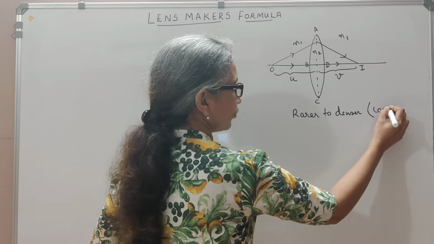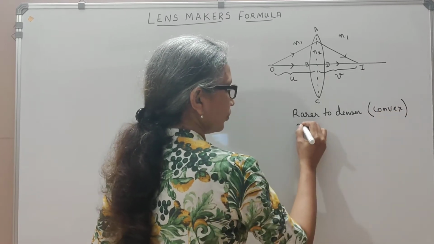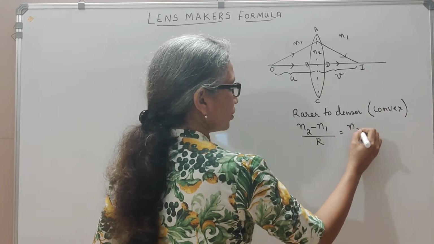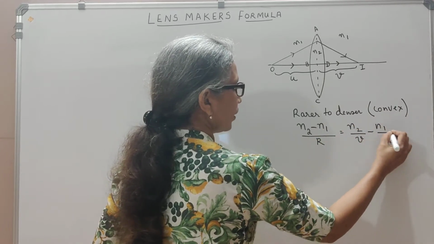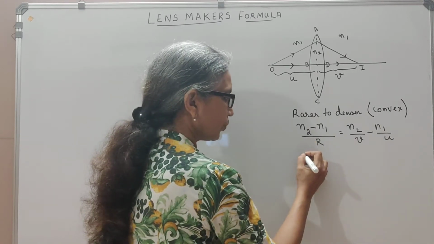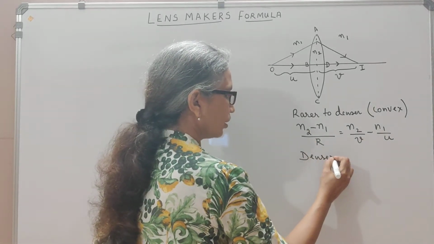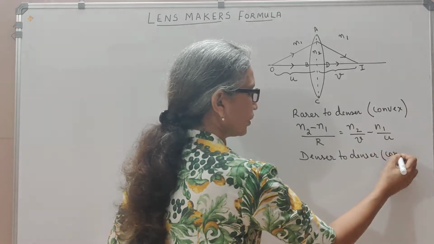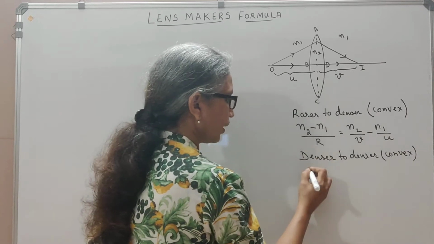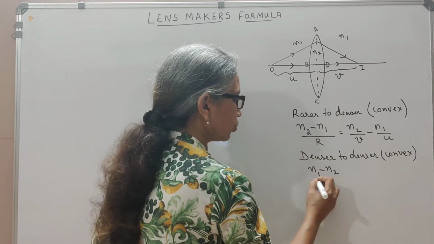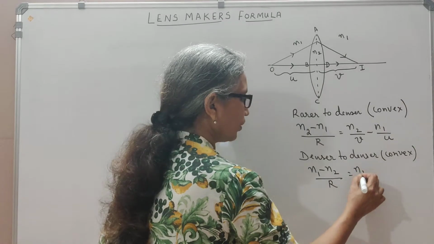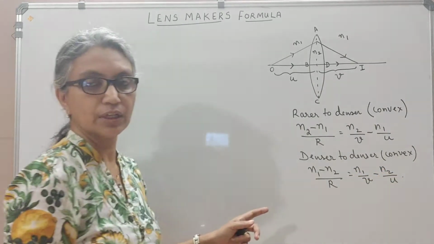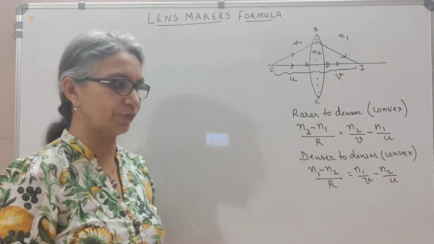At the convex surface we had the formula n2 minus n1 by r equal to n2 by v minus n1 by u. And the next derivation we had was denser to rarer. Again refraction occurring at convex, where we had the formula n1 minus n2 by r equal to n1 by v minus n2 by u. So this knowledge you need to have. If you have not watched that video, please go back to that video.